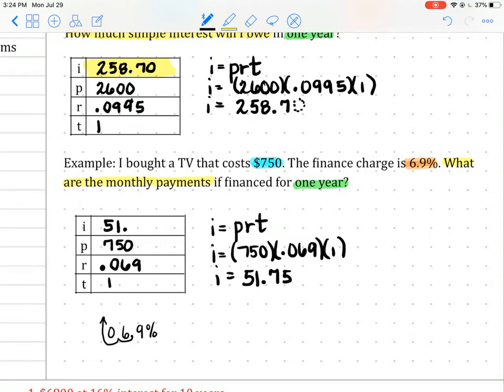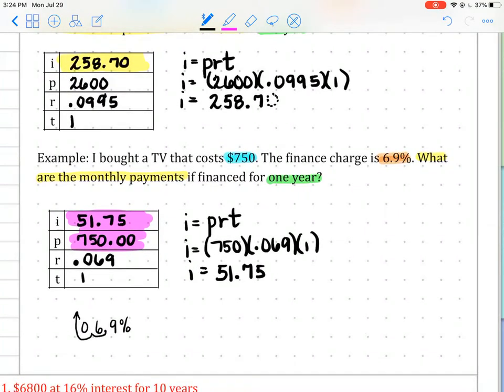So in order to purchase this TV, I had to pay the $750 and I had to pay the interest. So I had to pay both of these back. So my next step is to add those together. I'm going to take my interest, my finance charge, plus the cost of the TV, and we're going to add those to see how much we owe. So $801.75.